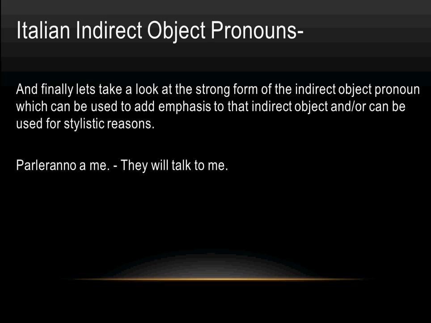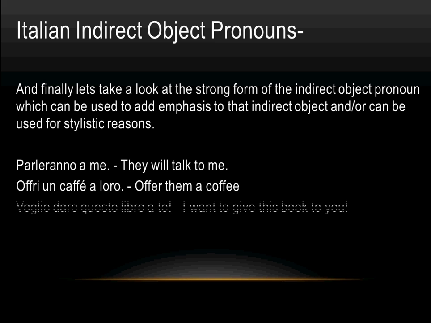First of all, parleranno a me. They will talk to me. Very, very simple. All you have to do is put the preposition and the strong form of the indirect object pronoun. Offri un caffè a loro. Offer them a coffee. Voglio dare questo libro a te. I want to give the book to you.